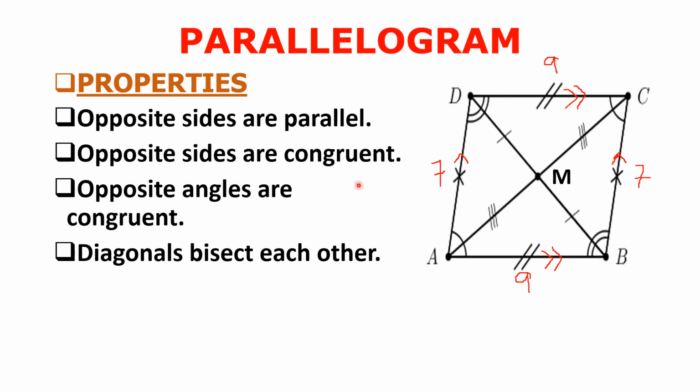So what do I mean by diagonals bisect each other? Bisect means two, and sect means cuts. In other words, the diagonals cut each other into two equal parts. The first diagonal cuts the other diagonal into two equal parts, and the second diagonal cuts the first diagonal into two equal parts. So they cut each other into two equal parts.